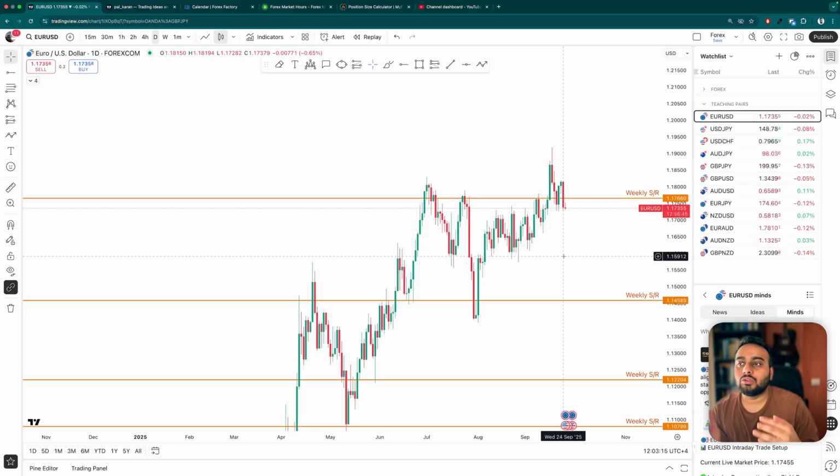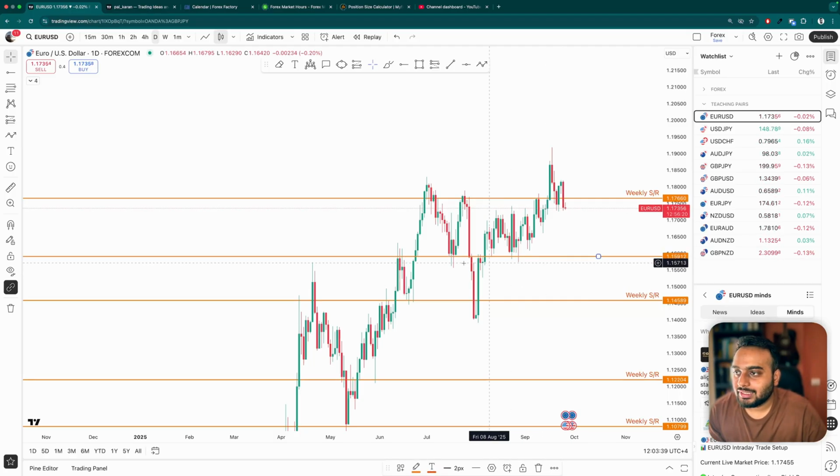So make sure you draw these lines because as a beginner, it is very important to have these levels in your chart. Once you are experienced, you can just check your trade by eye. You don't need to draw these lines. You will just see whether there is a weekly SR around or not. If there is, you won't keep that target.